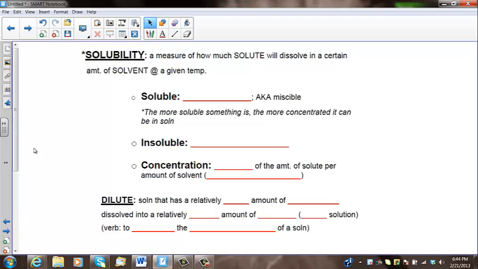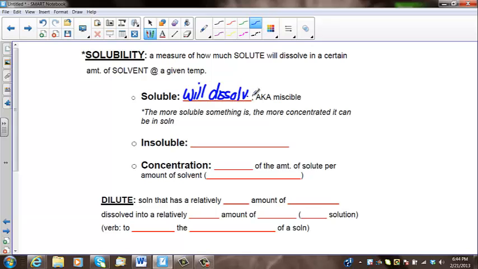First of all, remember that solubility is a measure of how much solute will dissolve in a certain amount of solvent, usually water, at a given temperature. Soluble means that the substance will dissolve, aka miscible. So if I say something is miscible in something else, that means it will dissolve in it. The more soluble something is, the more concentrated it can be in solution. And remember, SOLN is an abbreviation for solution.